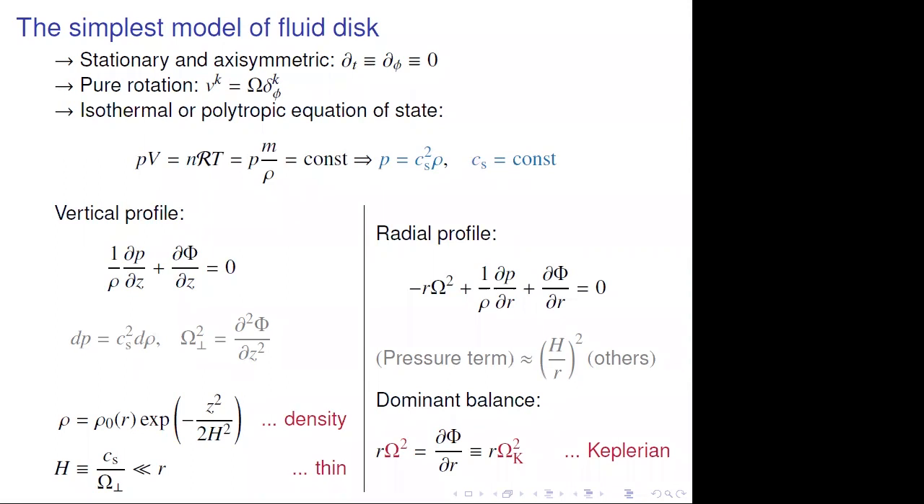All the fluid is just in pure rotation, so there is not even a radial velocity. So no accretion, but still it is the simplest model, like a zeroth-order model of the accretion disk. To make life really simple, I will consider only an isothermal or polytropic, but mostly isothermal, equation of state, from which it follows that the speed of sound is constant everywhere. It's oversimple, and I know that, but already with this it's quite complicated.